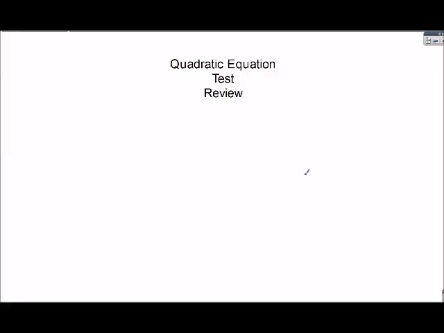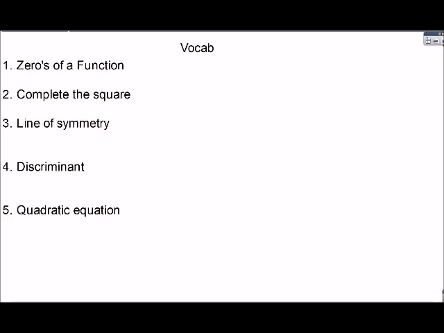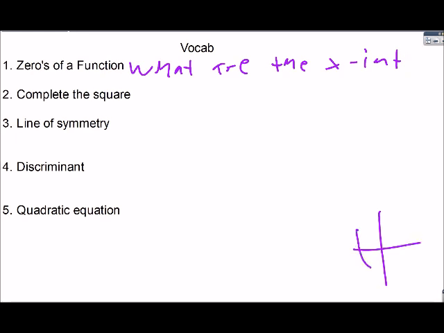Today we're just going to review our quadratic equations and review for our future test. Quick vocab: zeros of a function. That just means what are the x-intercepts. So I have a graph, it makes a parabola, where does it cross the x-axis?